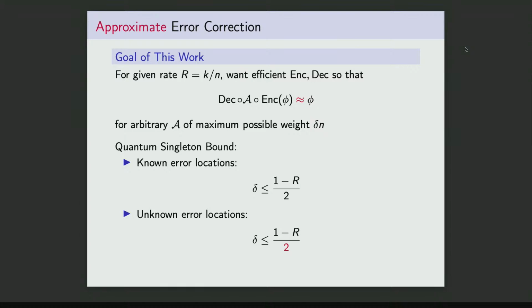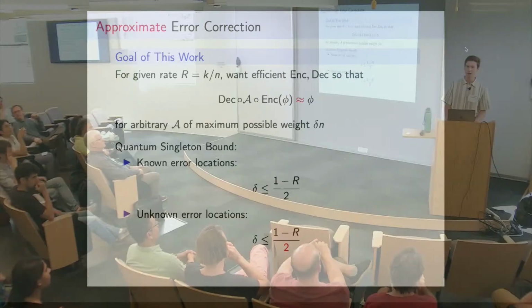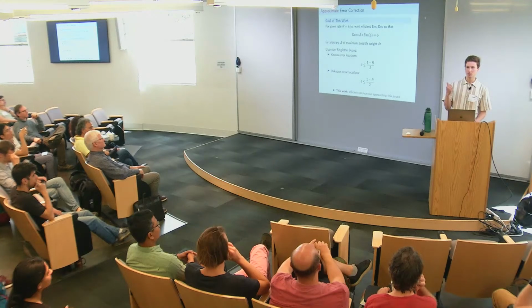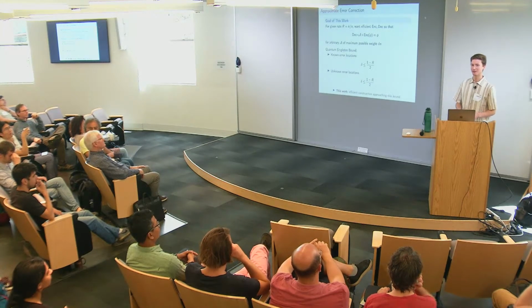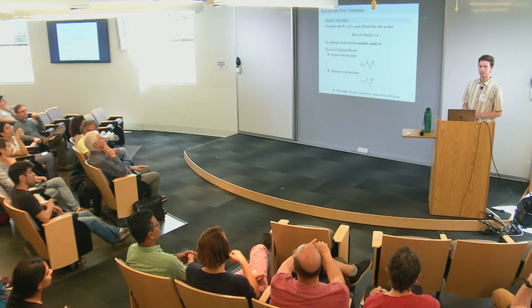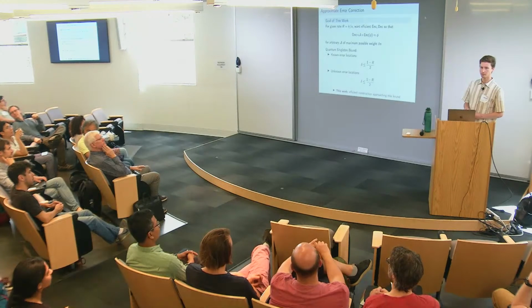Is there any situation now where you would separate these for the known error locations? As in, codes that achieve this bound? Yeah. So actually, the main result of this talk is that we'll achieve this bound. Oh, yeah. You will construct codes. Yeah, exactly. We want to construct codes that literally reach this bound. But this was already known for the case of known error locations. Yes.